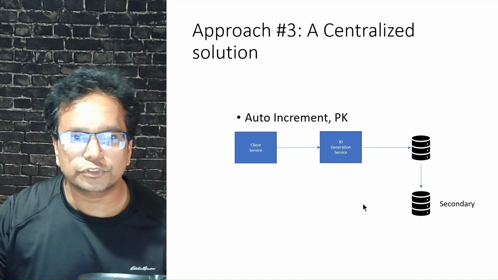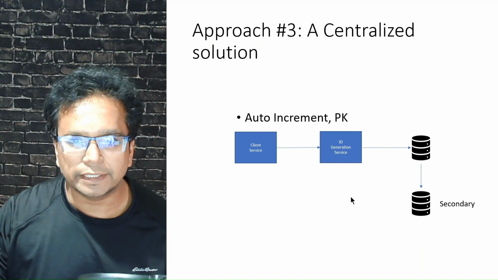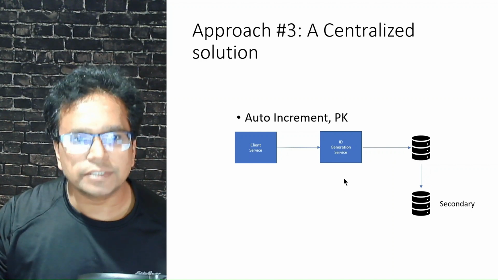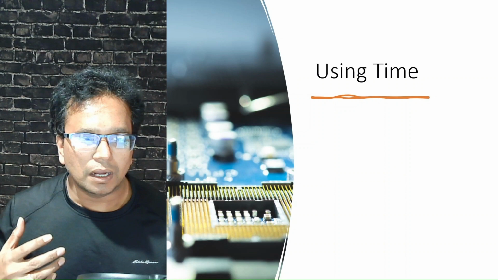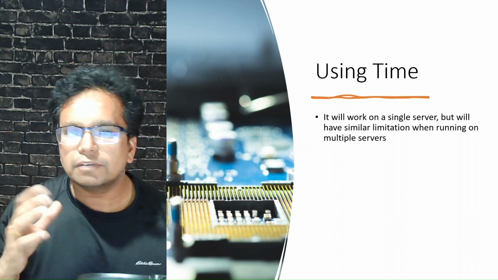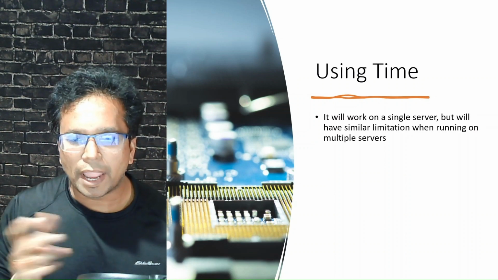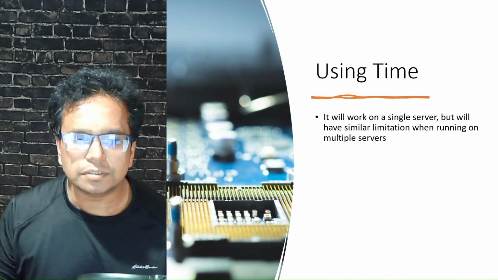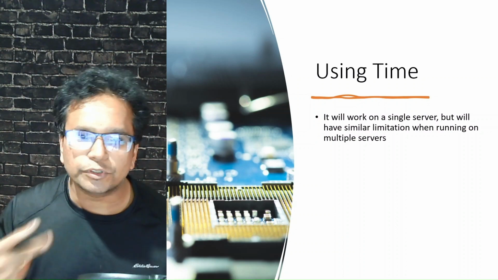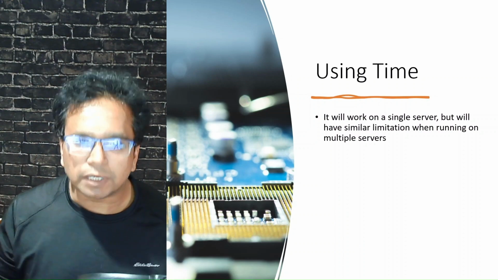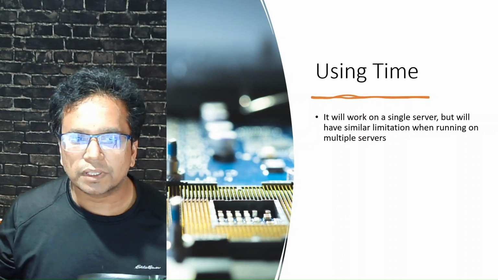An alternative approach to generating monotonically increasing IDs is to use time, as it always increases in a sequential manner. However, this approach only works on a single server and has similar limitations when running on multiple servers. We might have to tweak things to get it working on multiple servers.